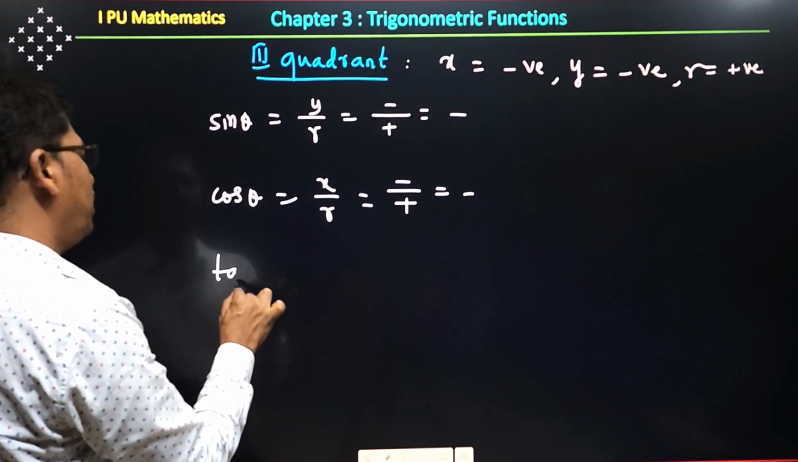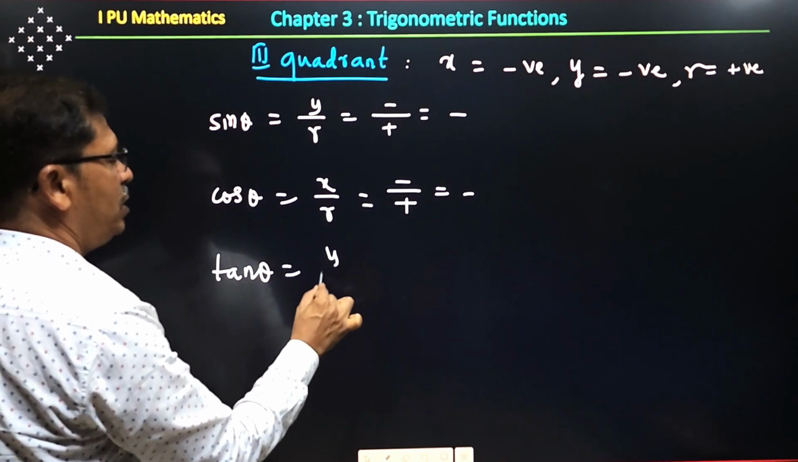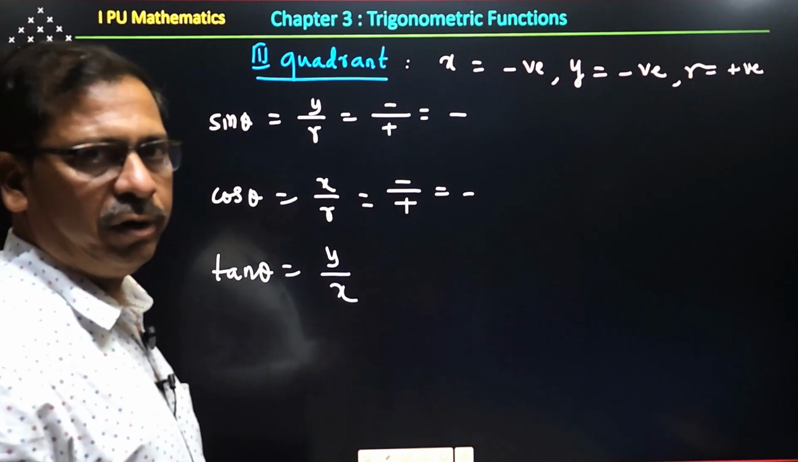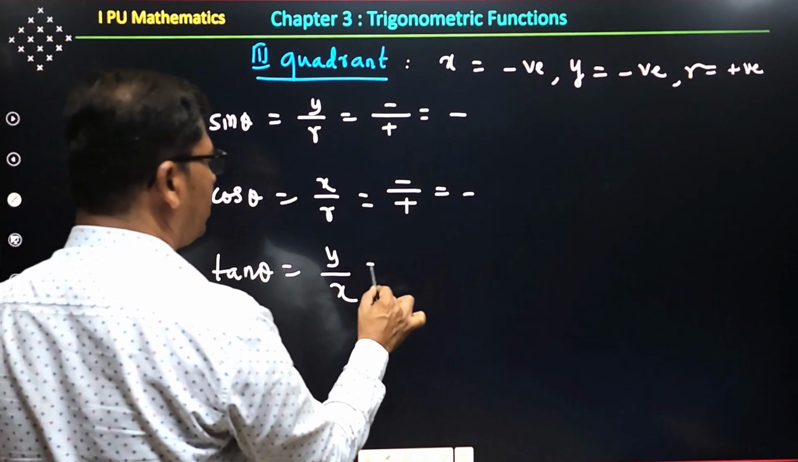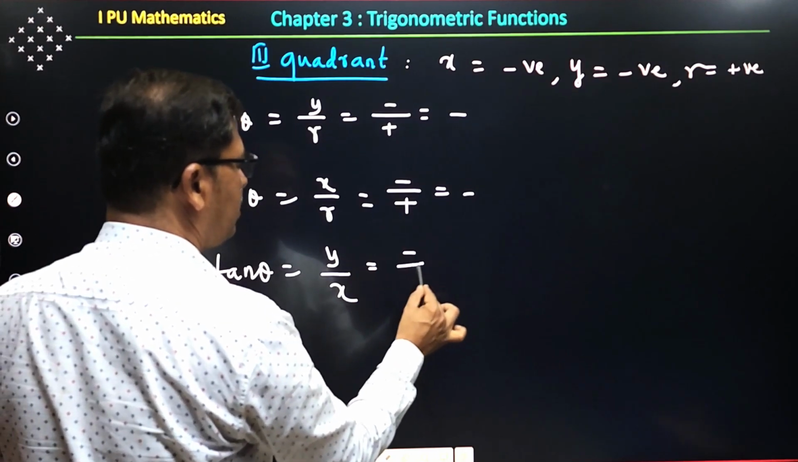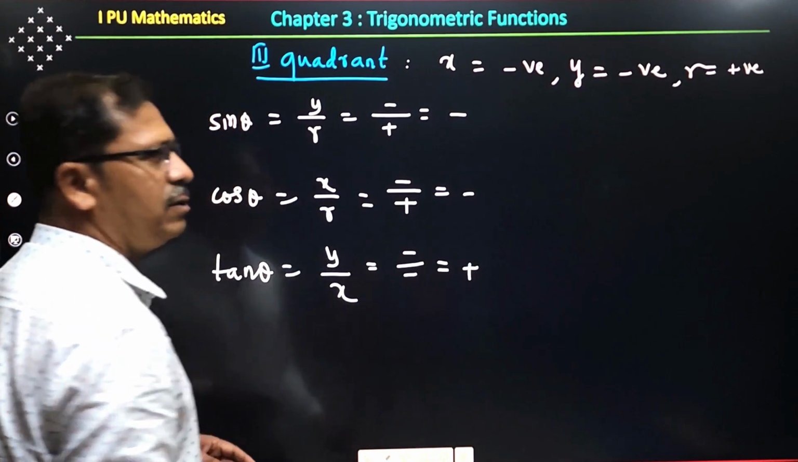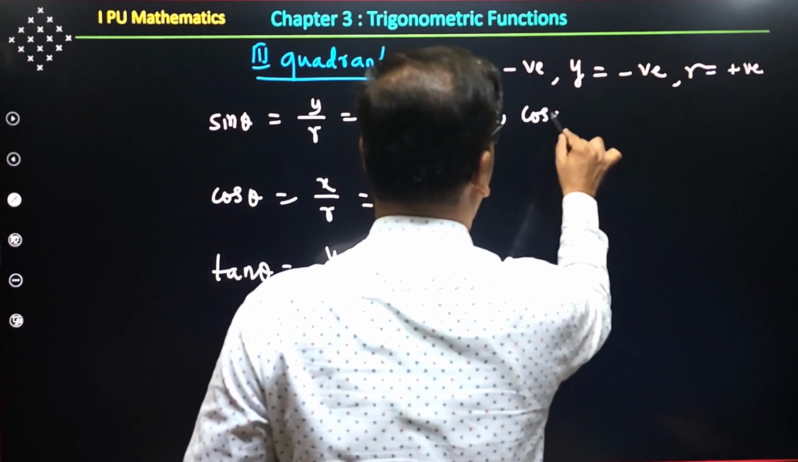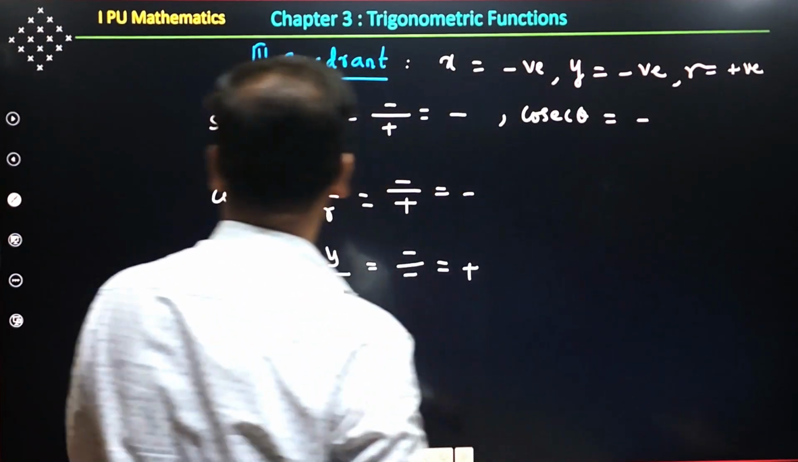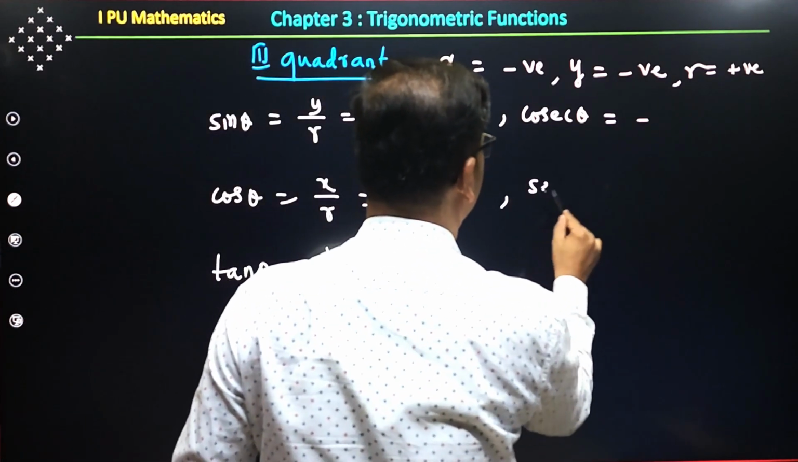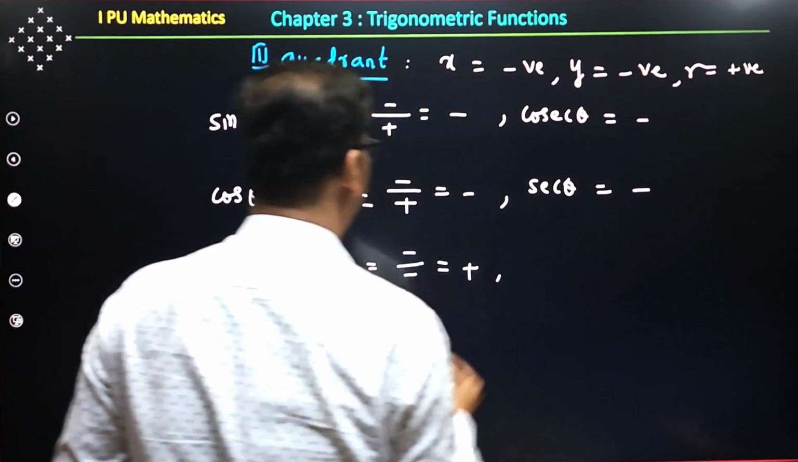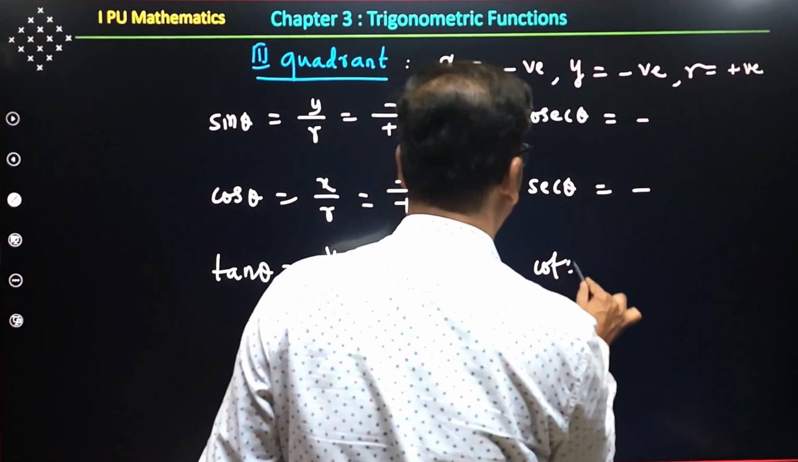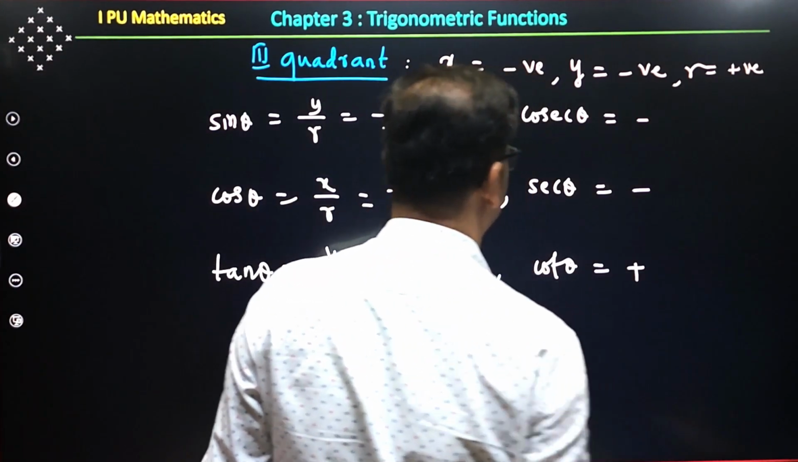Tan theta, if you take into consideration, the ratio is y by x. Y is negative, x is also negative. So minus by minus is plus. As a result, cosec theta is negative. Sec theta is the reciprocal of cos theta, so it is negative. Cot theta is the reciprocal of tan theta, so this is again plus.